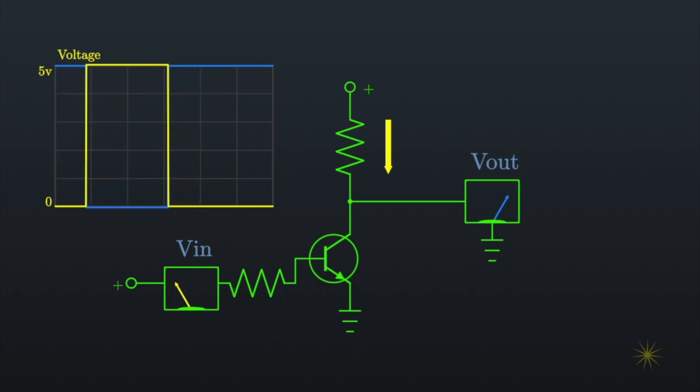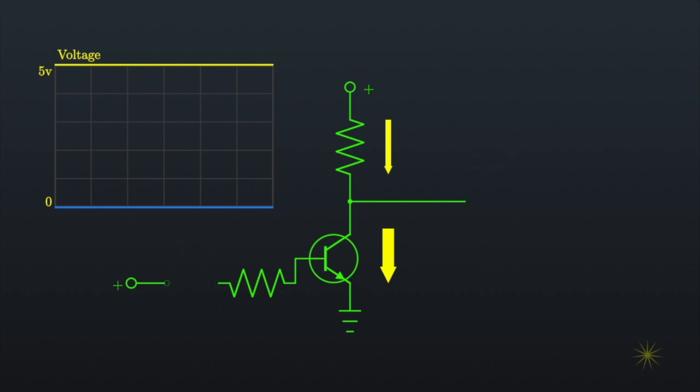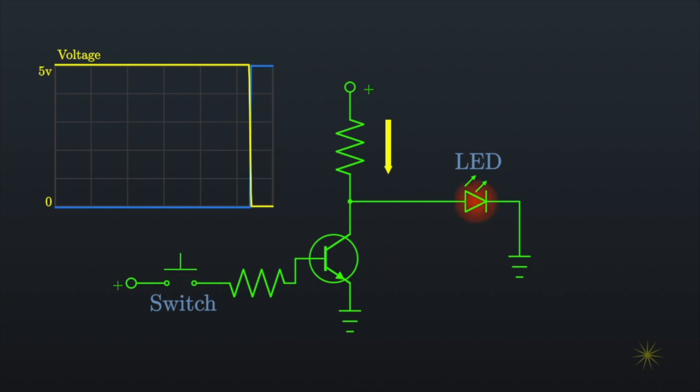The output turns on. Now we can replace our circuit with an input switch and an LED to indicate the state of the output. This allows us to use the transistor as a switch, with the input voltage at the base turning on or off our transistor, which then turns on or off our LED.